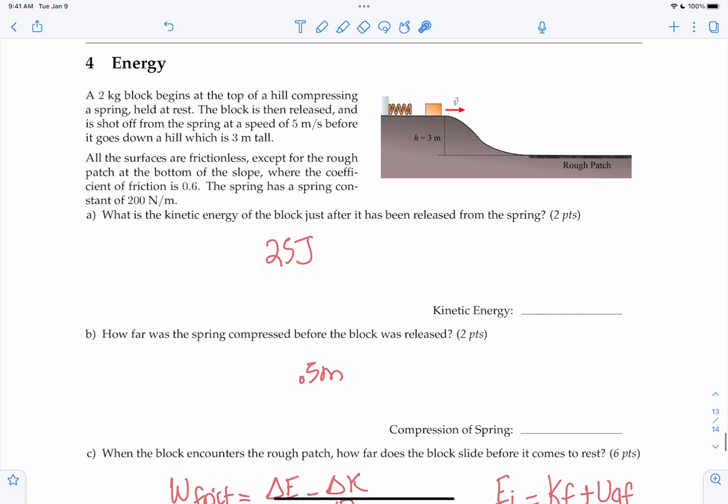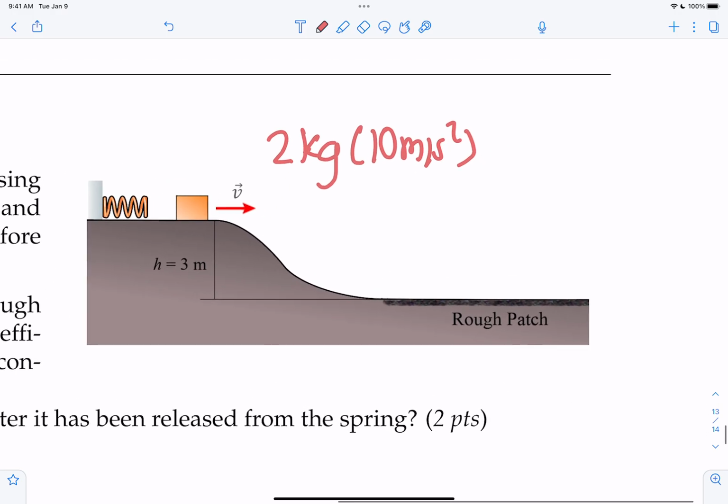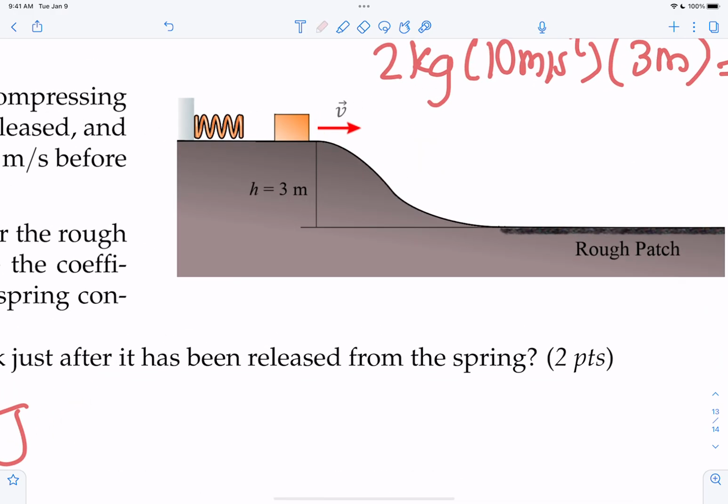But you started off with 25 joules of kinetic at the top, and you started off with a specific height. That specific height was 3 meters. The mass of the block, 2 kilograms, times 10 meters per second squared, that's 20 newtons, multiplied by the height of 3 meters. That gives you 60 joules of potential at the top. So 60 joules of potential plus the 25 joules of kinetic tells us that we had a total of 85 joules at this point right here.